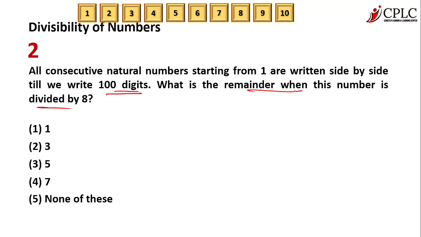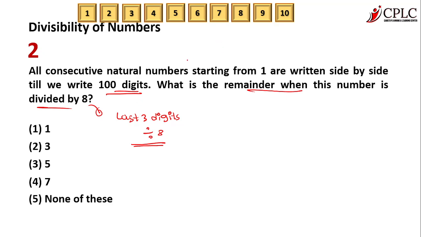So for this we need to know the remainder test of 8, which we know already. Last three digits of the number have to be divided by 8 to get the remainder, for example. So that is the remainder test. But that means the only focus that we need to have right now is what are the last three digits of that number, for example. So we need to find that out. So how do we do this?